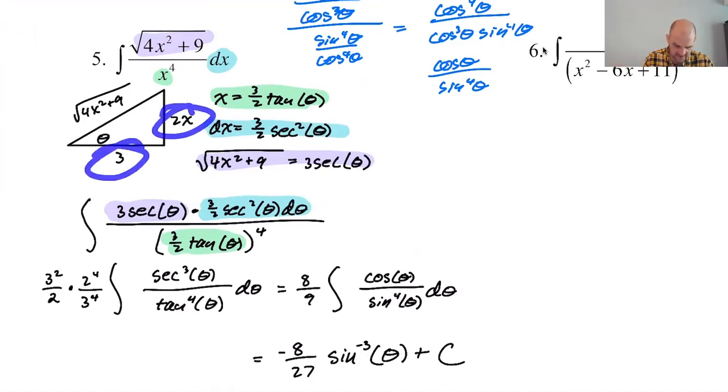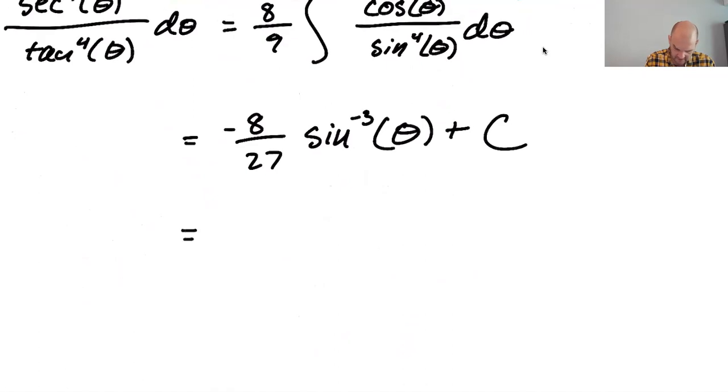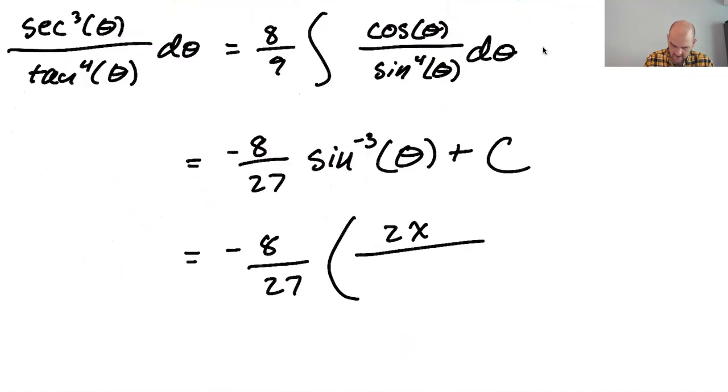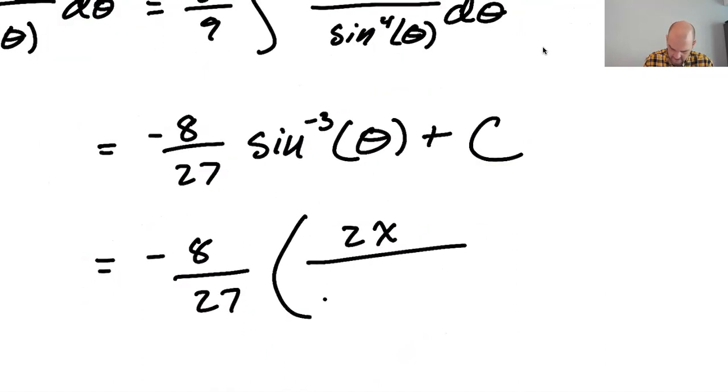I thought sine was this over this. Sine is this over this. This seems very conceivable, so I'm going to put sine is 2x over the radical. So this will be negative 8 over 27, then 2x over the radical, and the radical was radical 4x squared plus 9.